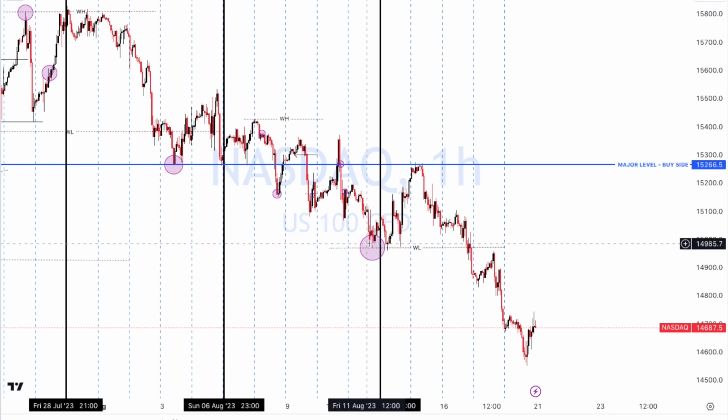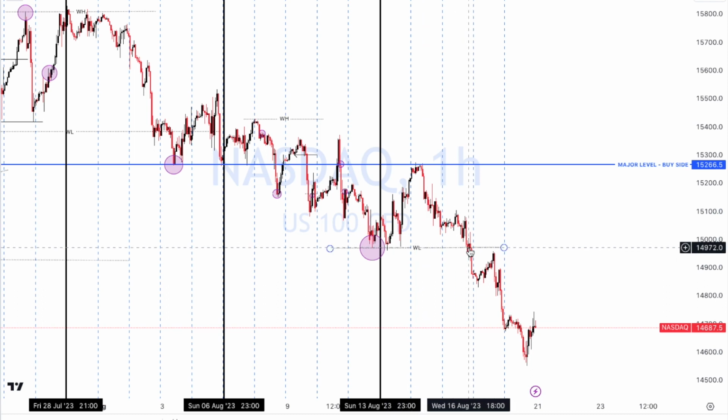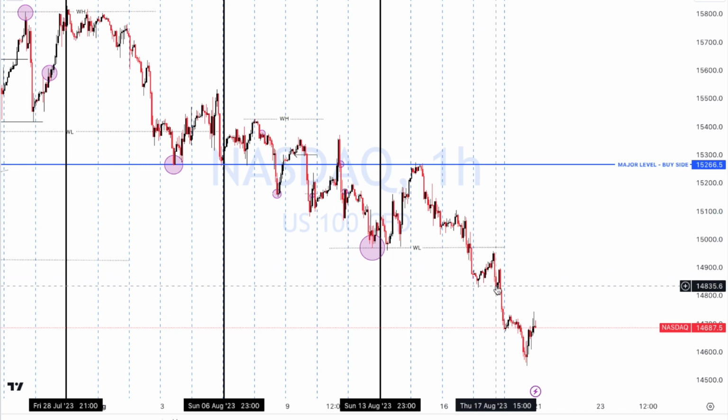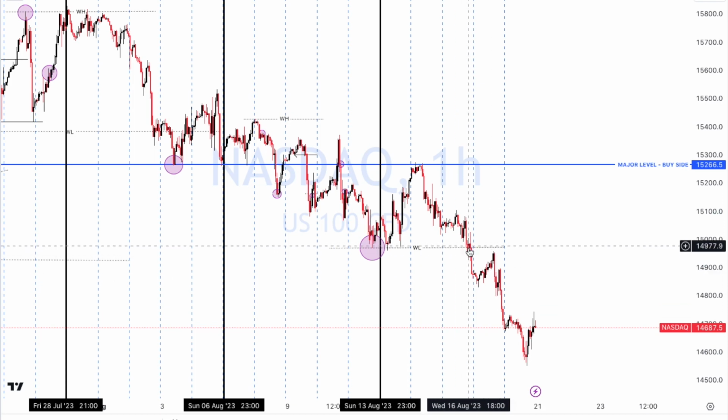What I wanted to see is if we were going to get a close below this level at some point during the week just gone, so everything from the 13th onwards. If price was going to close below that, and we got it. We got the price that closed below this level over here. So it made my life relatively easy in terms of what I needed to do and how I needed to do it.